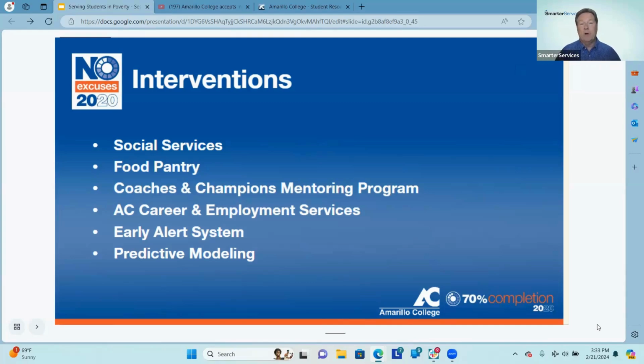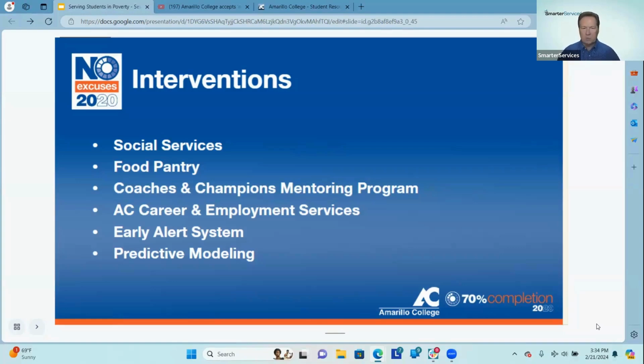I love the name of what they call their mentoring program because their name conveys their heart, right? It's called the Coaches and Champions Mentoring Program. The coaches are the faculty, the advisors, the people who are talking to the students. And what do they call their students? That's their champions, right? These students want to be not only seen, they want to be valued. So in this program, they're presented as a champion, that if you overcome these barriers, you are a champion. So their mentoring program is called Coaches and Champions. I just love that. They've got the career and employment services there.